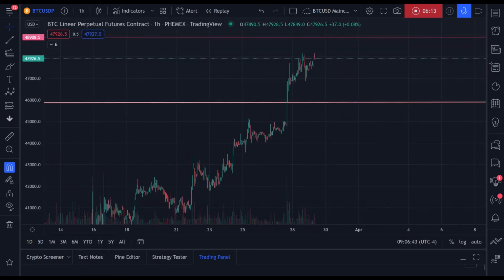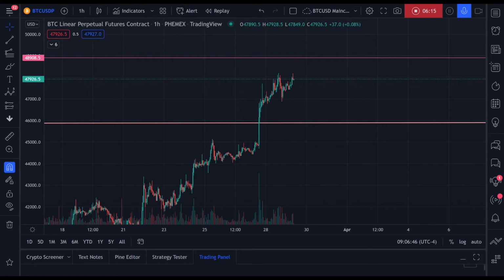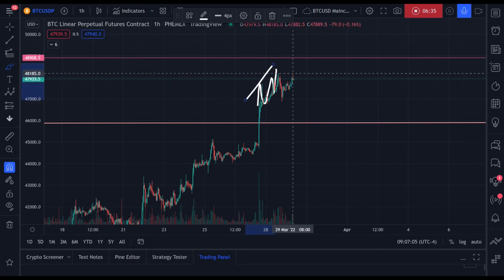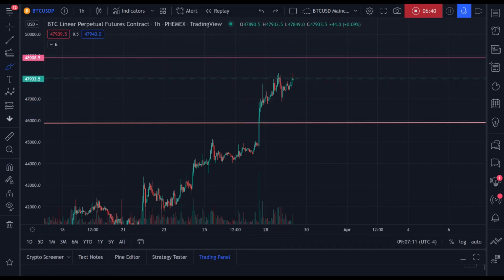If I have to count waves, I'm going to go backwards. I'm looking at this 5, 3, 5, 3. Let's see that again. Yeah, 5, 3, 5, 3, 5. I'm looking at that as being an ending diagonal. And I am not sure if it's an ending diagonal of wave 3 or wave 5, but I would venture to say wave 3. Why?